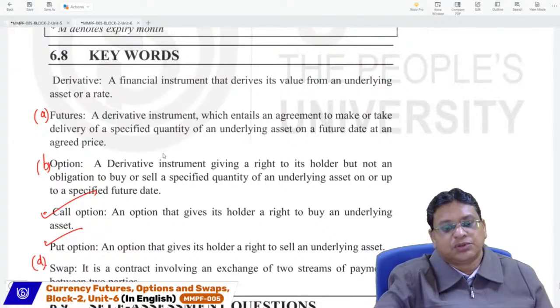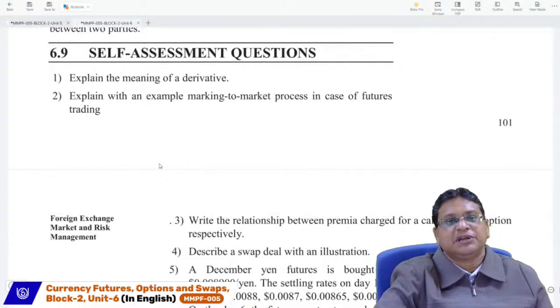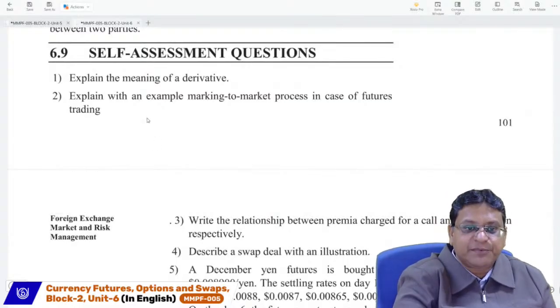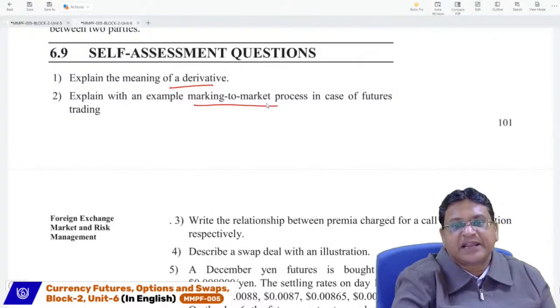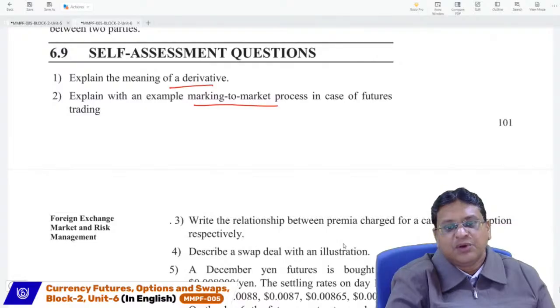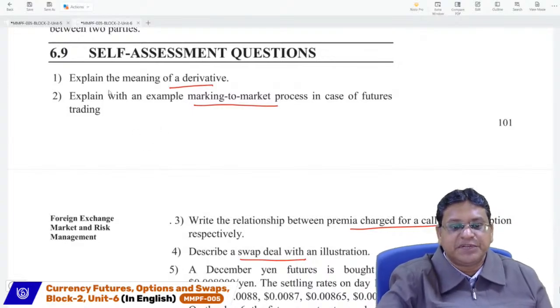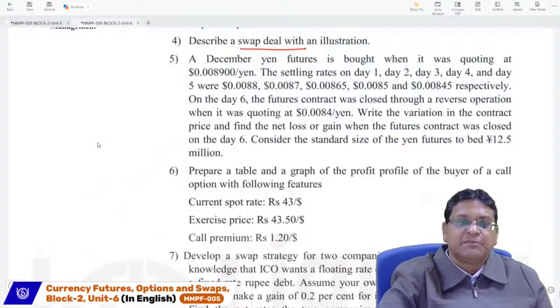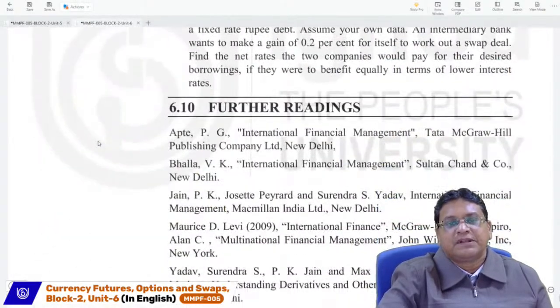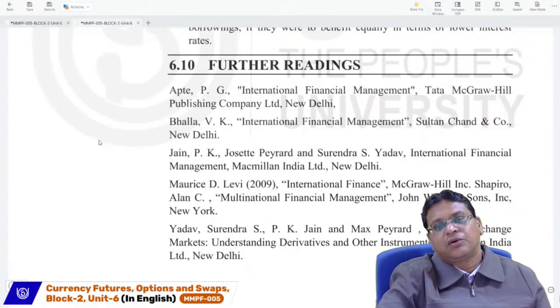We have discussed all those things, and these are certain self-assessment questions. First, what is a derivative contract? What is mark to market or daily settlement of loss in case of a currency future contract? What is the relationship between premium in case of a put option? What is a swap contract? All these things we have discussed. You can solve these practical problems at home. These are the future readings for knowing more on currency forwards, futures, options, and swaps.